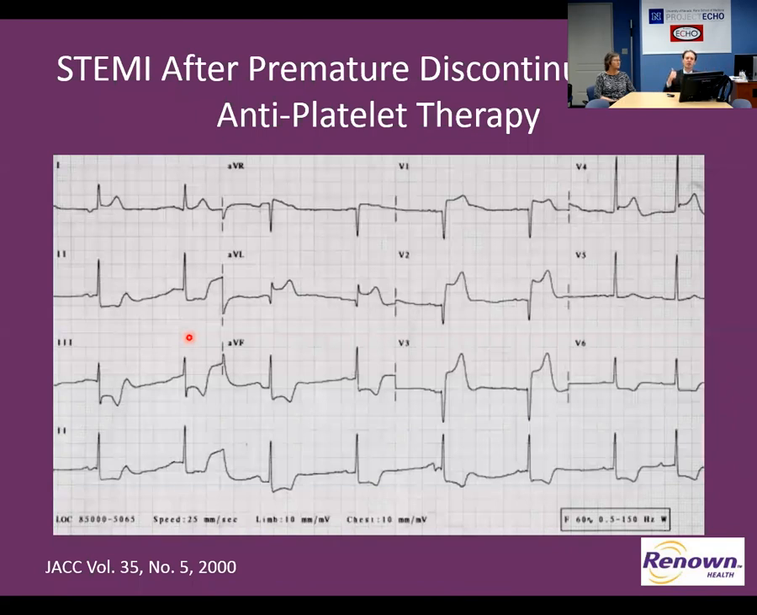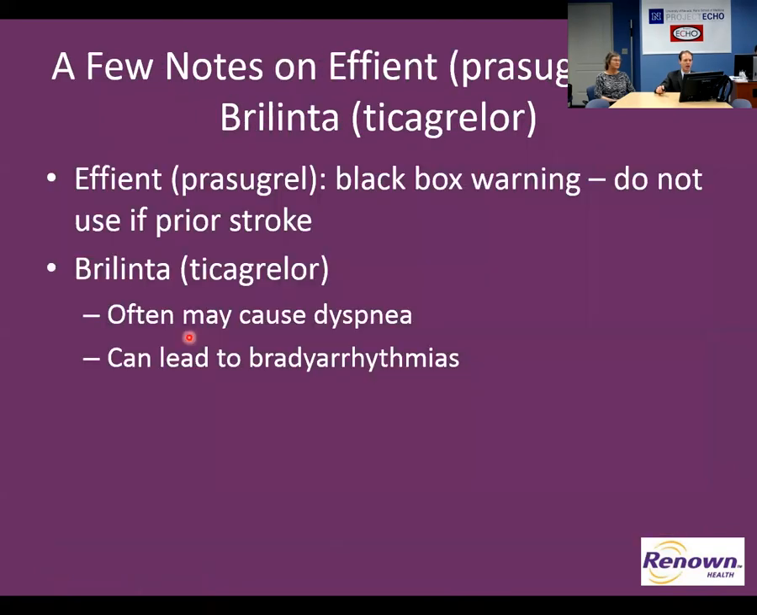With Plavix, I would generally do that with 300 milligrams. If they're having acute coronary syndrome, I do 600 milligrams. With Effient, that's 60 milligrams and then 10 milligrams a day. And with ticagrelor, it's 180 milligrams and then 90 milligrams twice a day if you load. So loading dose, then maintenance dose, as discussed with all three medicines. But again, if they haven't been off it for at least several days, there's no need to reload them. Just start them back on their medicine.